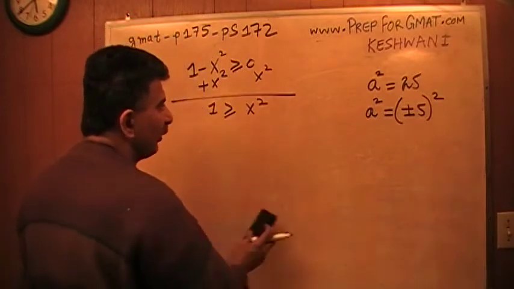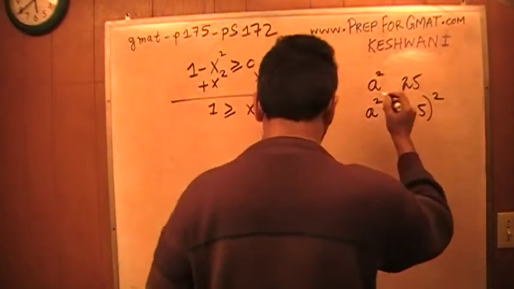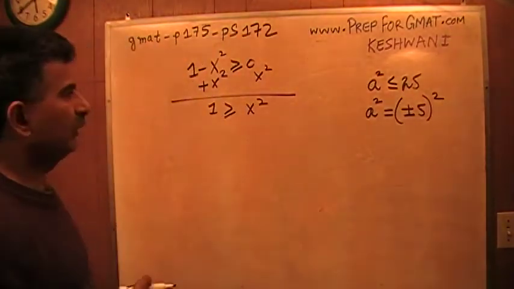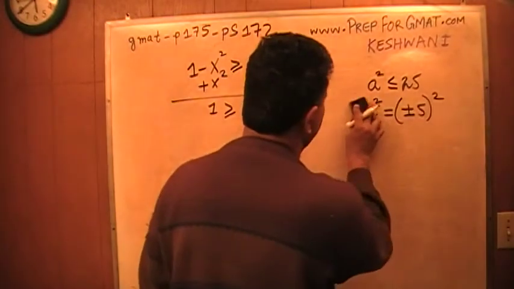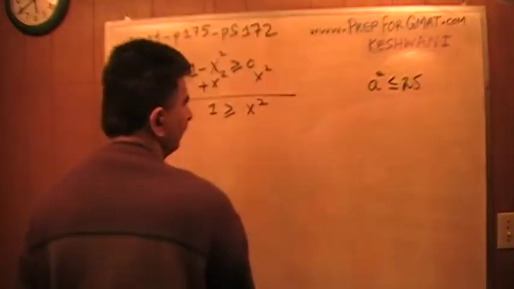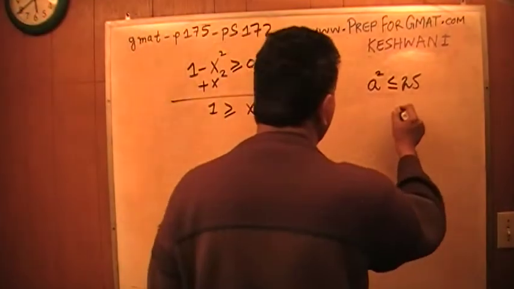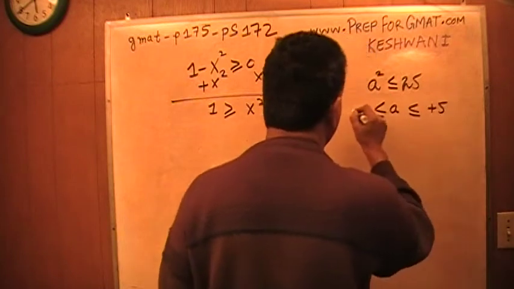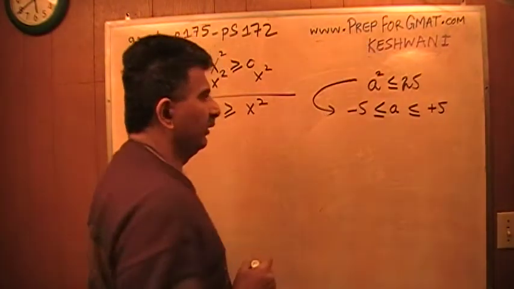Let's change this equality into inequality. If I tell you that a squared is less than or equal to 25, what can you tell me about a? This is the part that is the tricky part for some people. It tells me that a, whatever it is, has to fall between either a positive 5 or a negative 5. That transition from here to here is a tricky part for a lot of people.